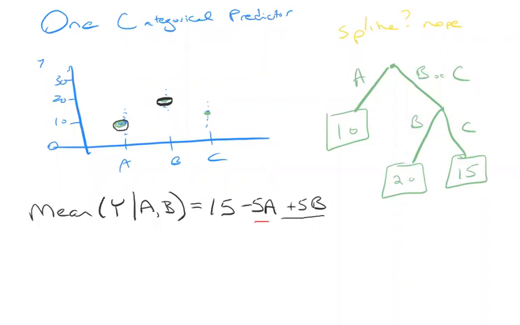And if you're in the C group, that means that C is equal to 1, but A is equal to 0 and B is equal to 0. Then this just predicts 15. Perfect. Okay, so that's how you use linear regression. Now note that linear regression and tree give the same prediction in this case of one categorical predictor, right? In both cases, you get 10, 20, and 15, which is exactly the means that you wanted.